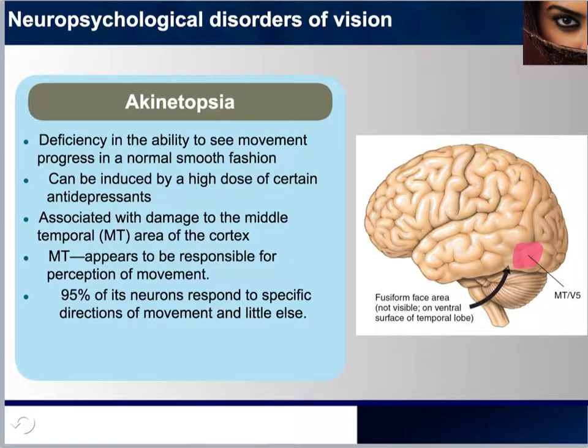Our suspicion of the MT/V5 area being responsible for it has been confirmed through several studies. And we found that through electrical stimulation of this part right here, we've been able, with human patients, to induce a visual perception of motion. Meaning even though there's no movement going on, when we stimulate this electrically, we're able to get the individual to perceive some type of response.